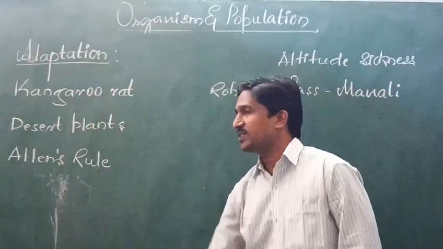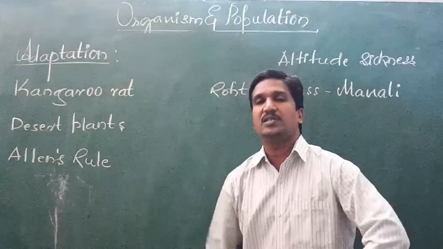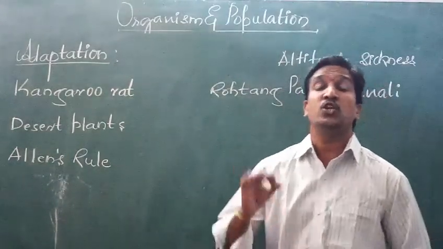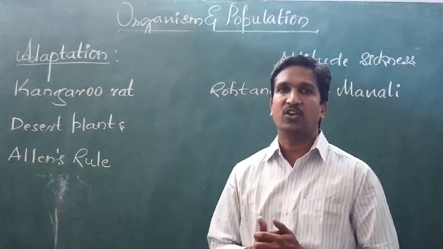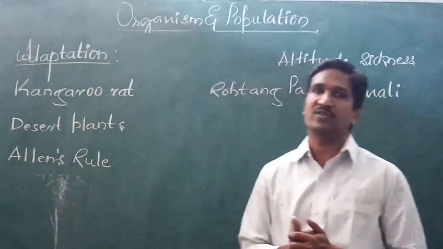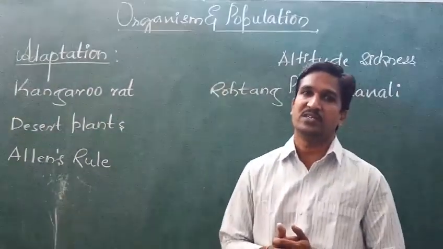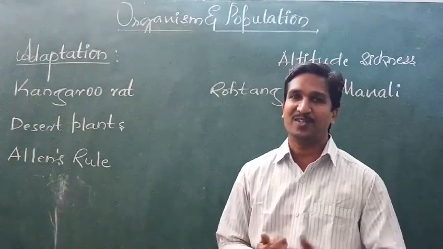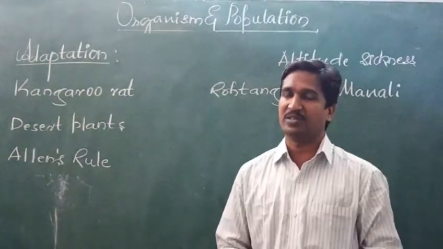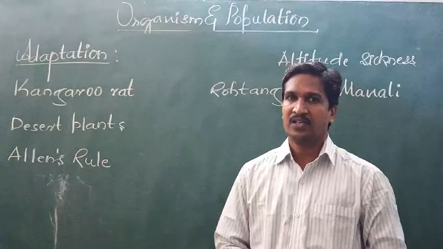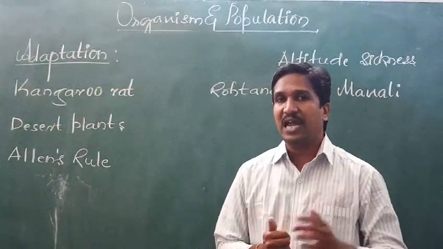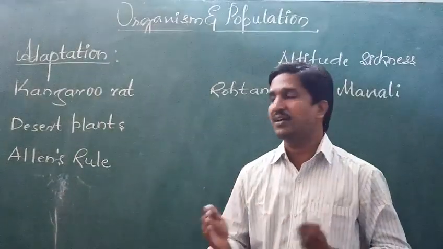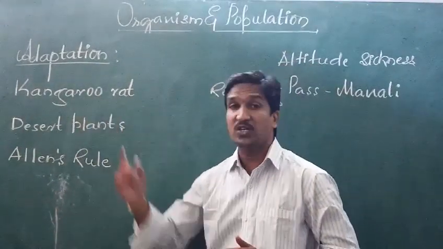One itself is the kangaroo rat. These kangaroo rats are available in North America. You know very well that North America consists of a large desert. I don't know the name of the desert, only the student has to remember. This is the need level question. So North America consists of a desert, and in that desert we get a type of rat called the kangaroo rat.